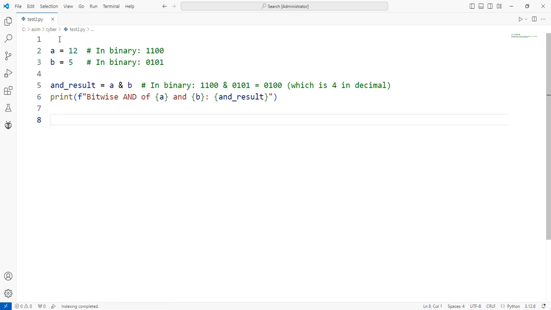Bitwise OR operation. The OR operation compares each bit. If at least one bit is 1, the result is 1.